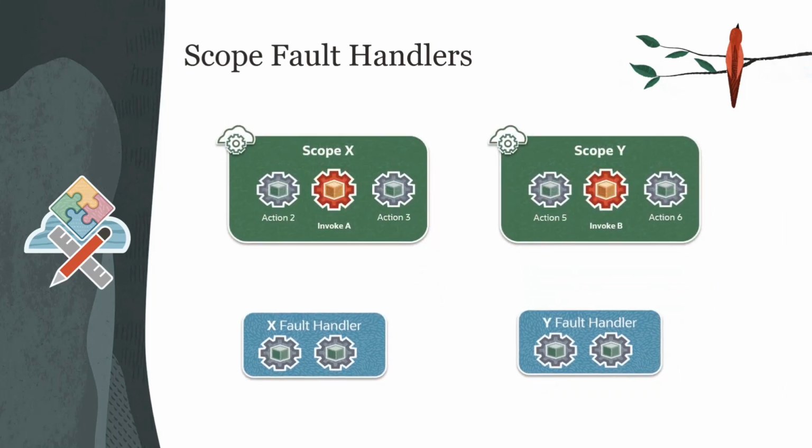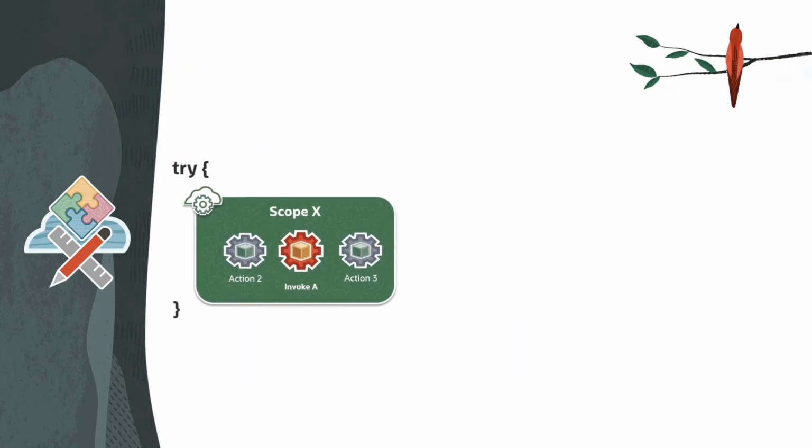Conceptually, for those of you with programming experience, this works much like a try block of code with a catch statement, where any runtime or internal error that takes place during the execution of any action or invoke in the scope will be thrown into its fault handler. There, you can add and configure one or more actions to implement the error handling logic specific to this scope, instead of doing it in the global fault handler.